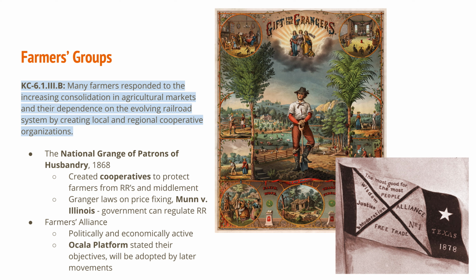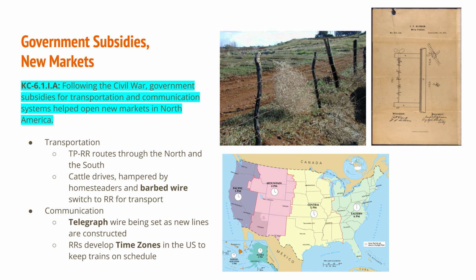All right, so following the Civil War, government subsidies for transportation and communication systems helped open new markets in North America. We already know about the Trans-Pacific Railroads. The law was passed in the midst of the Civil War. It gave subsidies for railroad companies to build routes to the West. And one of the ways in which other industries were affected was the cattle industry.